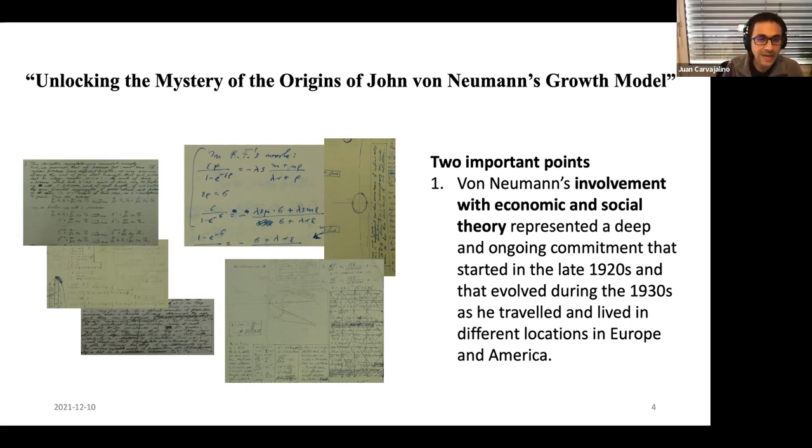And this is something that he started doing at the end of the 20s, around 1928, and this commitment and engagement fluctuated and evolved as he was traveling between different cities in Europe and in America. At the very beginning, in 1928, I have a draft that he left behind, written in German. I know then that he was in Berlin, and the kind of things that he did at that time led me to believe that he was talking with, for example, Marschak, and that he was reading Marschak's works, who was in Berlin at the time.